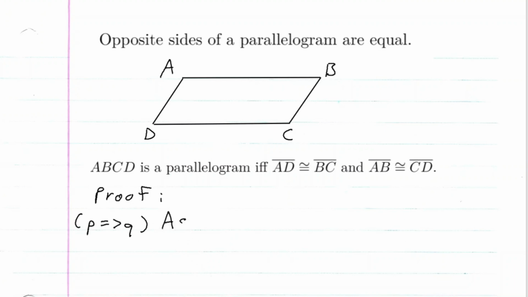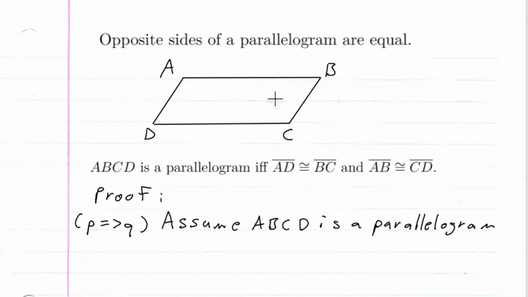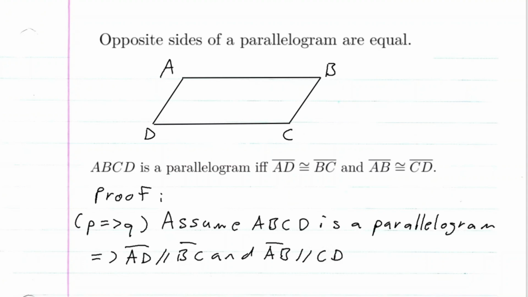So we're going to assume ABCD is a parallelogram. Okay, so we know a quadrilateral is a parallelogram whenever the opposite sides are parallel. So this implies that AD is parallel to BC and AB is parallel to CD.